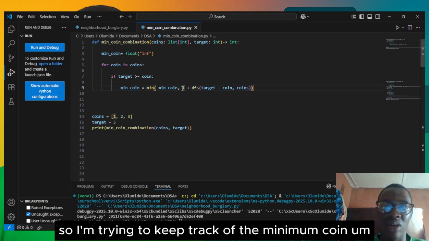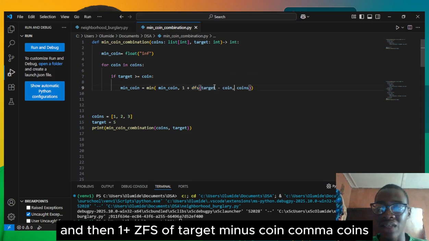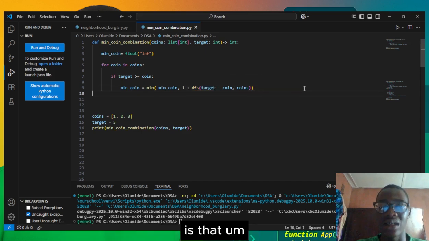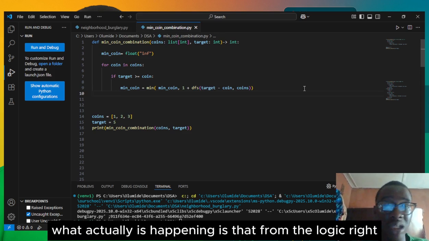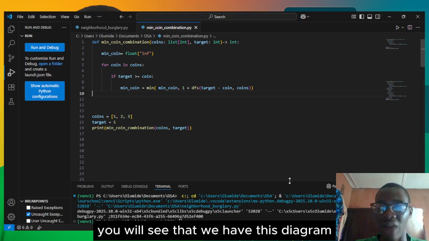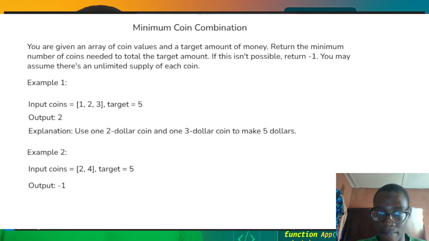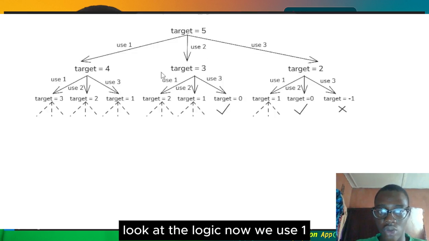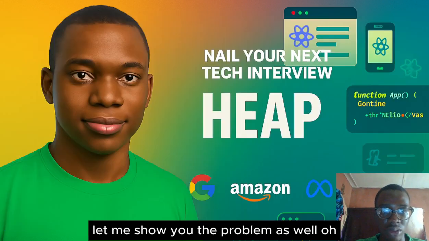So I'm trying to keep track of the minimum coin, and then 1 plus DFS of target minus coin, comma coins is that, don't forget from the problem logic, what actually is happening is that from the logic, right, you will see that we have this diagram. Let me show you the logic right now. Look at the logic now. We use 1, we use 2, and we use 3. That is what is represented in this problem.